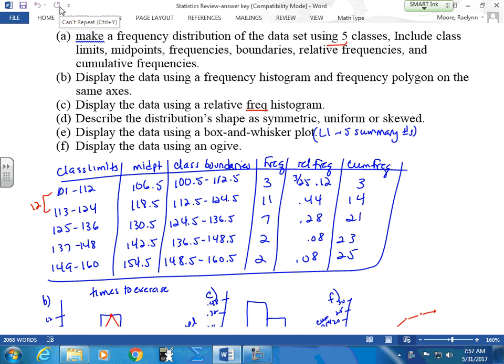Now, for your graphs, most of your graphs you can use the midpoint. I would suggest the midpoint. If you use the graphs for anything else, use their upper boundaries. And the ogive definitely needs an upper boundary. There might be a couple where you have to bring down your frequency polygon.